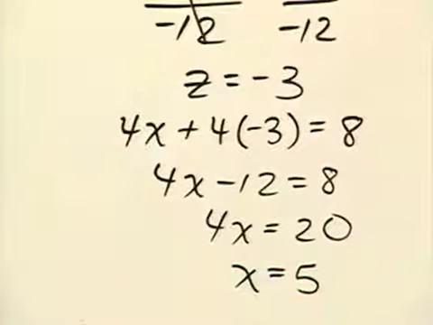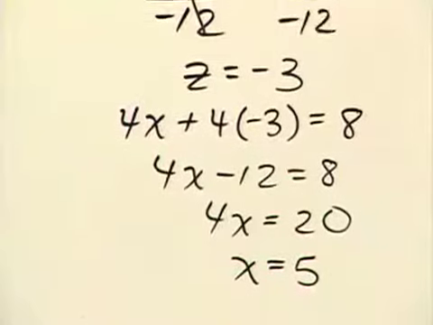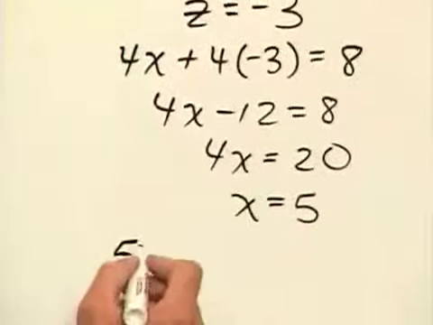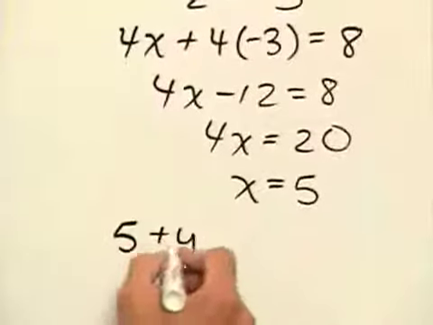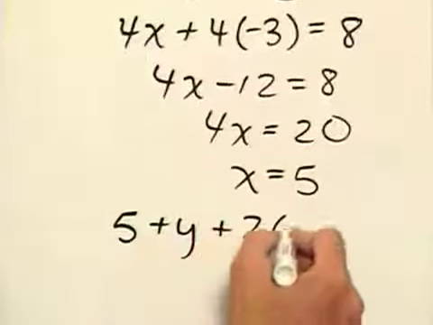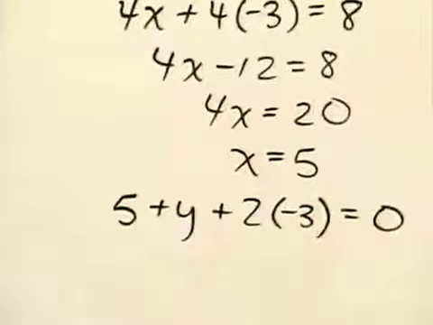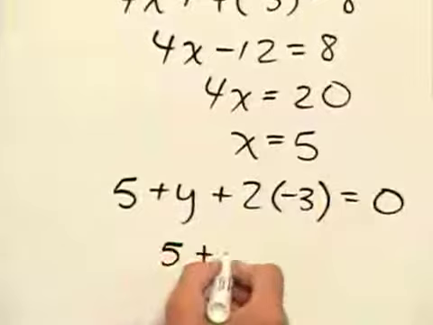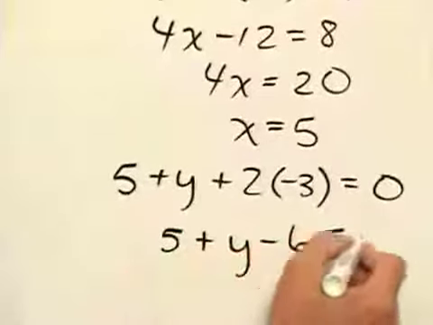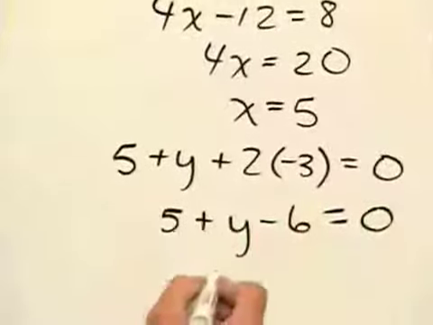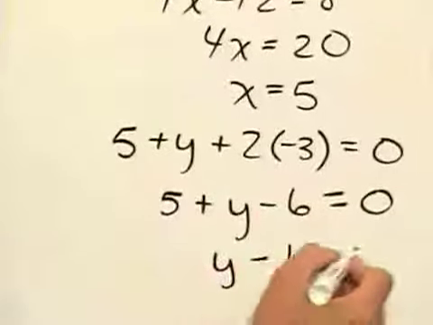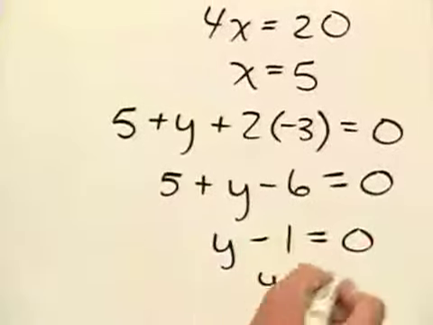To get my y coordinate of my solution now, I will plug x and z into equation 3 and solve for y. So this time I'll have 5 plus y plus 2 times my z, or negative 3, is equal to 0. And if I solve this equation for y, I'm going to have 5 plus y minus 6 is equal to 0, or y minus 1 is equal to 0, or y is equal to 1.